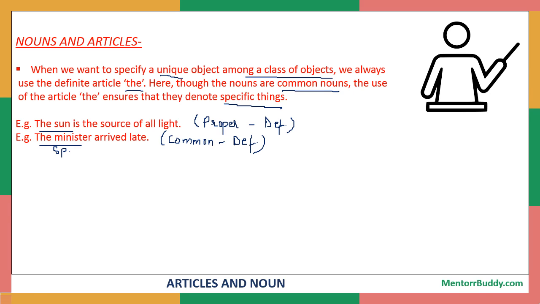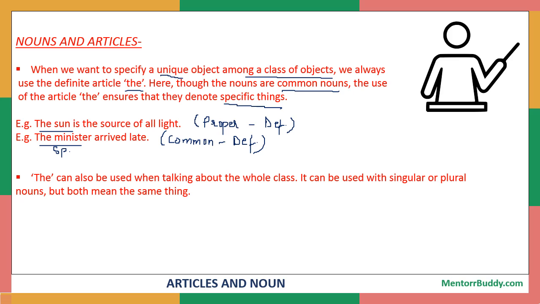and not a common minister or a common noun. The next rule says the can also be used when talking about the whole class. Whenever we are using a noun which represents the entire class, then we make use of the definite article there as well, and it can be used with singular or plural nouns, but both mean the same thing. So irrespective of whether it is singular or plural, we are going to make use of the definite article the, right?